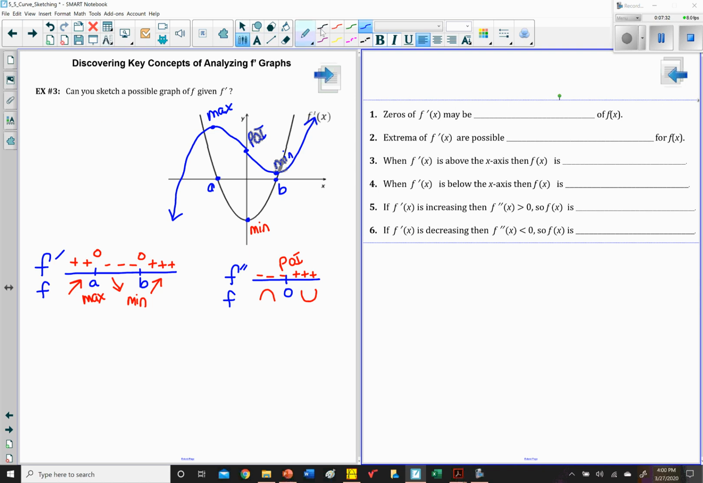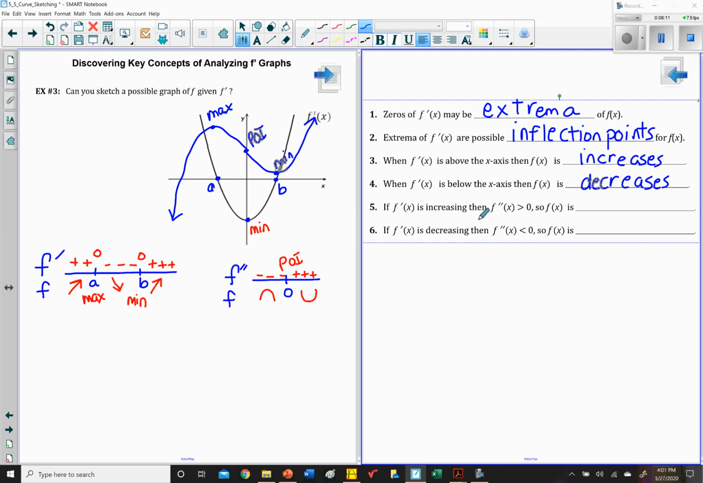Zeros of the extreme of f prime may be extrema on the function graph. And extrema of the derivative, like this minimum, are possible inflection points. And when the derivative lies above the x-axis, then the function would be increasing, and it would be decreasing when the derivative lies below the x-axis.